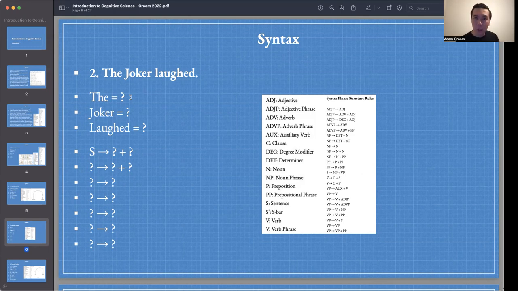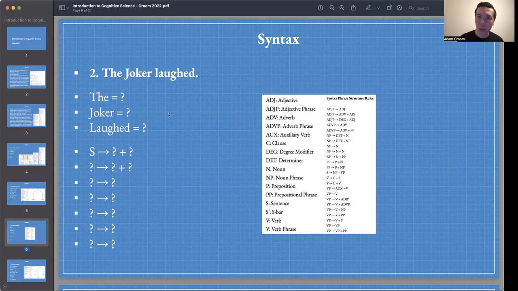Well, I'll just tell you right now, the is a determiner, and there are different types of determiners. There's the, which picks out something uniquely, like the King of France picks out one unique King of France, whereas a, like a dog, picks out one out of multiple or possibly many instances. So I bought a dog just means that I got one of potentially many dogs. But if I got the dog, I seem to be suggesting there's only one such dog. All right, and then Joker laughed. You should be able to provide labels for those.